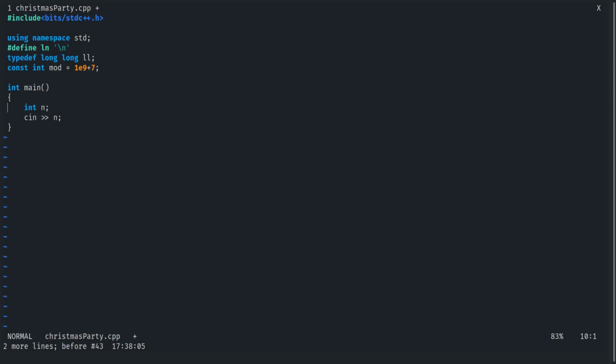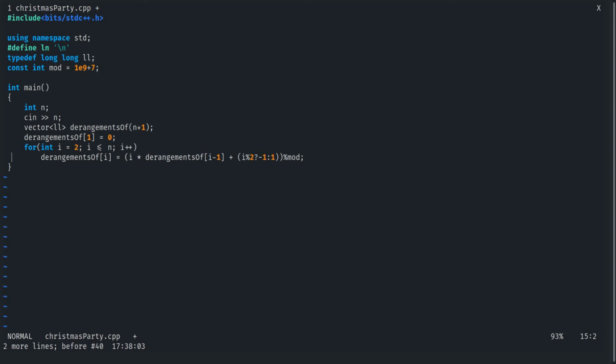So this is our program. We will start by reading n. Then we will declare a vector of long that we will call the derangements of. And we have to go up to n plus 1 because it's 0 indexed and we have to include n. Then we will mention our base case, which is when n is equal to 1, then the number of derangements is just 0. Then we will calculate the answer recursively, so the derangements for i would be equal to i times the derangements of i minus 1 plus negative 1 or 1, whether i is odd or even. And at the end we will just print the derangements of n. So that's pretty much it. Let's go ahead and submit.